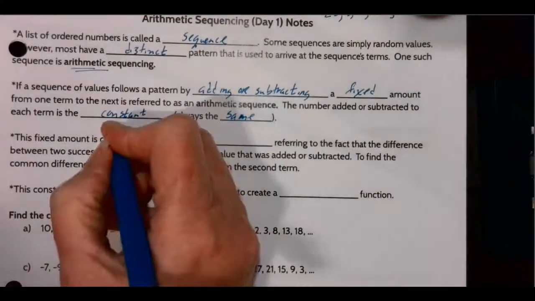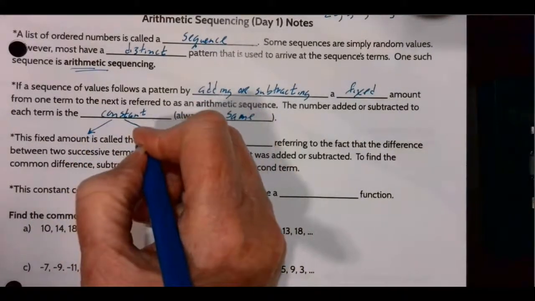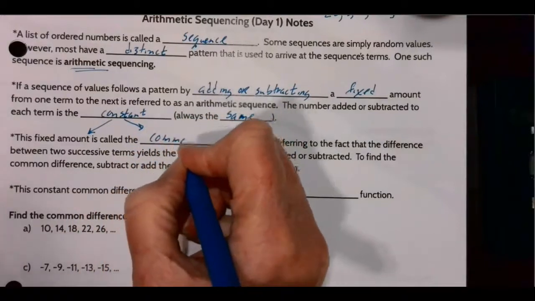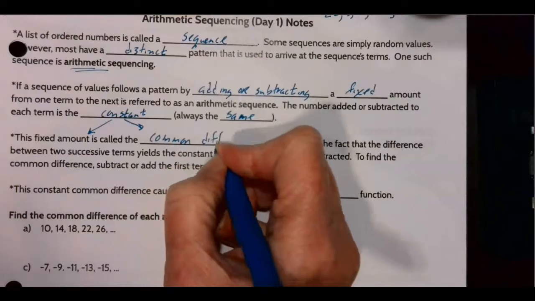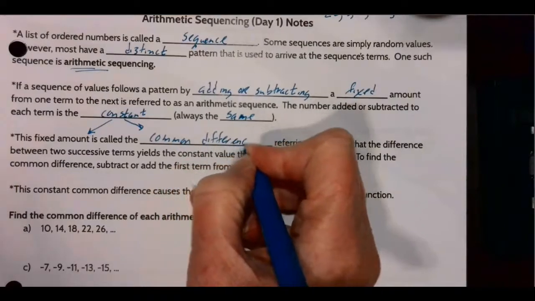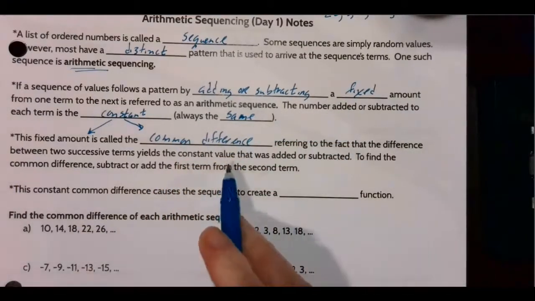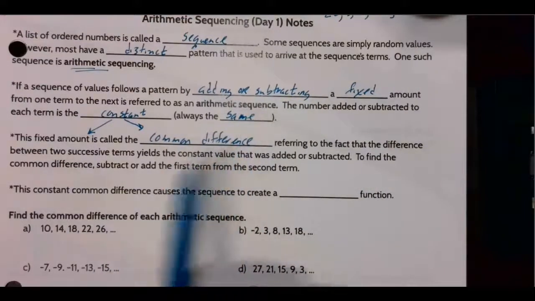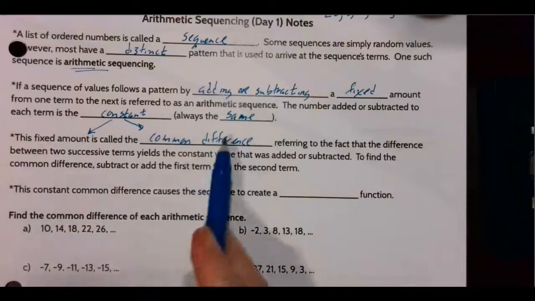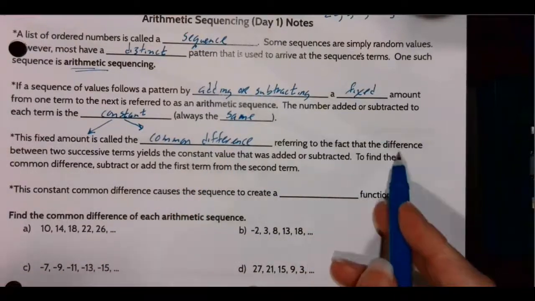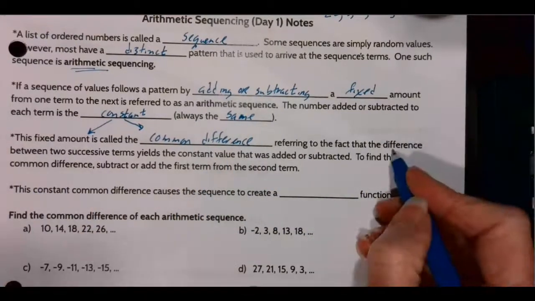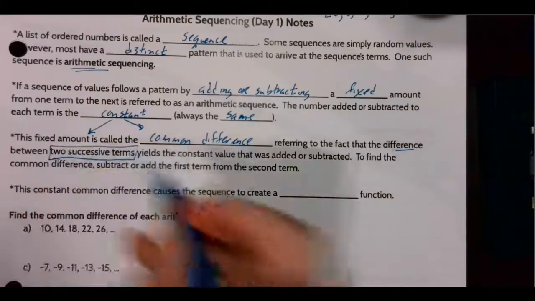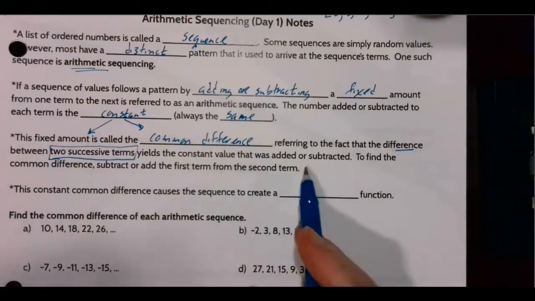This fixed amount or constant is the common difference, is what it's going to be called. It's the common difference. Now, difference usually means subtraction, but sometimes we're going to add and sometimes you're going to subtract. You're going to see here in just a while why we call it a difference. Referring to the fact that the difference between two successive terms yields the constant value that was added or subtracted.